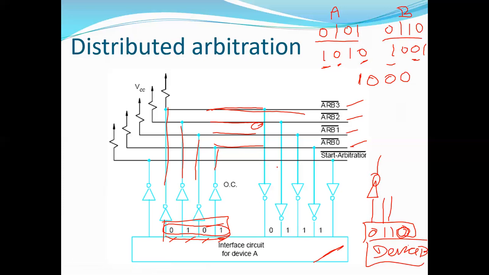So hope you have understood. At any bit position, if there is a 0 coming to that line, then the value set is 0. Only if all the devices have the value 1 in that particular position, then 1 is set on the arbiter line.